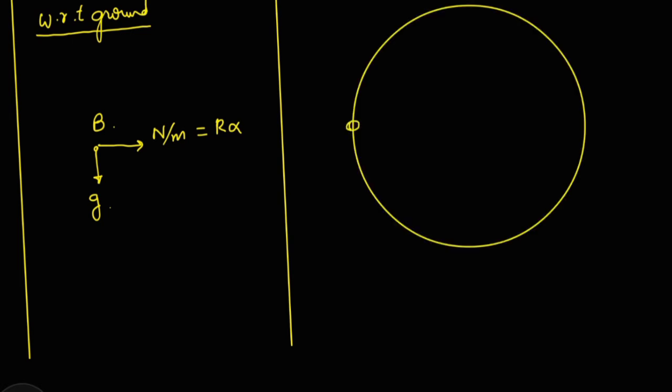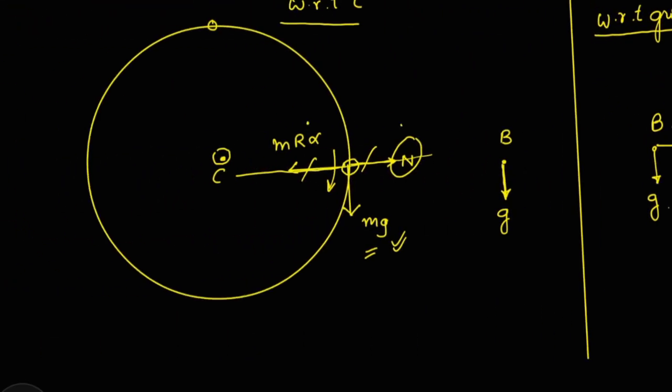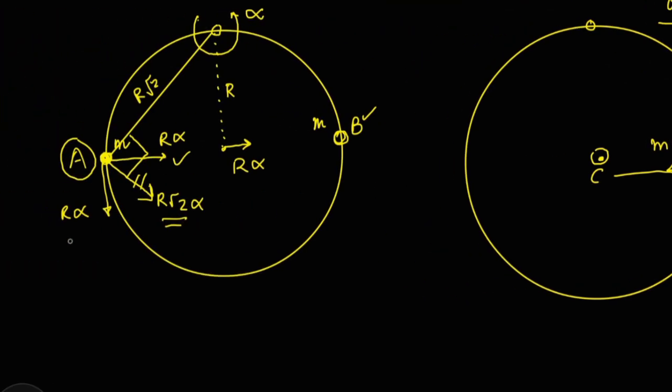Now suppose the forces acting on bead A are mg and force exerted due to this ring, and it is welded with the ring. So in general it can have force in any direction, so we'll have to assume forces in components. So suppose the ring exerts a force Fx and a force Fy. With these forces, its acceleration is r alpha in this direction and r alpha in this direction, that we have seen earlier here.